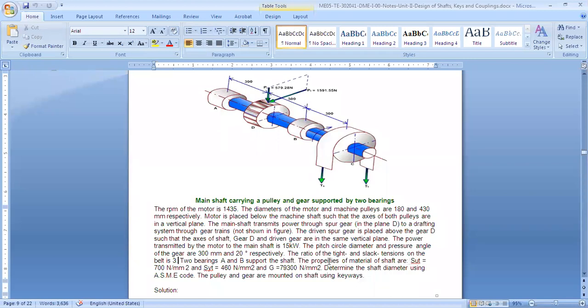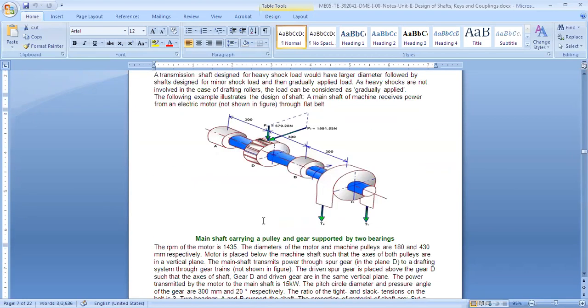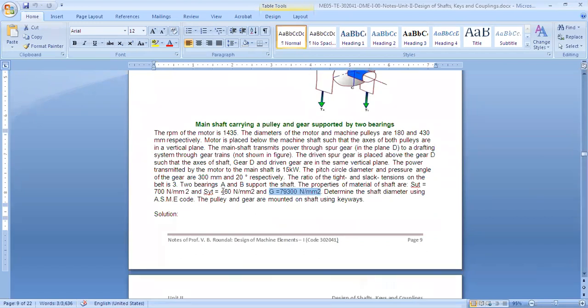The properties of the material are SUT 700 Newton per mm square, SYT is 460 Newton per mm square, and the modulus G is given as 79,300. Since SYT and SUT are given, and they specify to use the ASME code, we multiply SYT by 0.3 and SUT by 0.18, as we have seen in the previous stage. Do this multiplication to find the allowable stress, and whichever is minimum, we'll take that for our design.